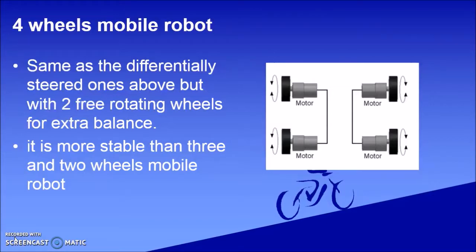This type of mobile robot is the same as the differential steering one above, but with 2 free rotating wheels for extra balance, which means this type of mobile robot is more stable than the 3-wheel and 2-wheel mobile robot.